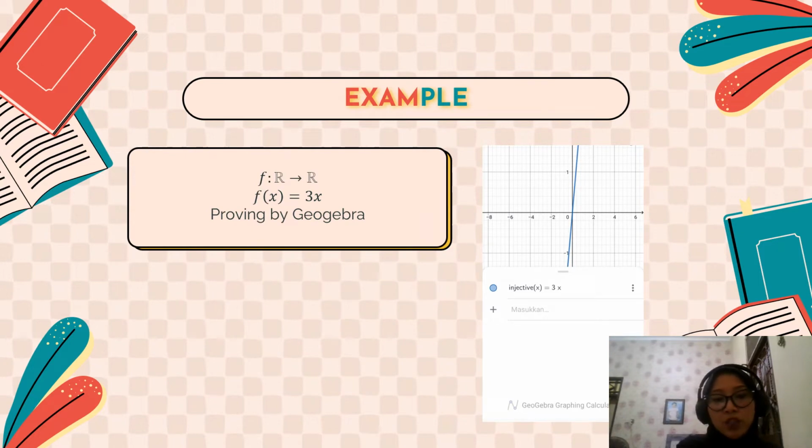Another way of proving it is to use GeoGebra. If the graph is like this, it's called an injective function.